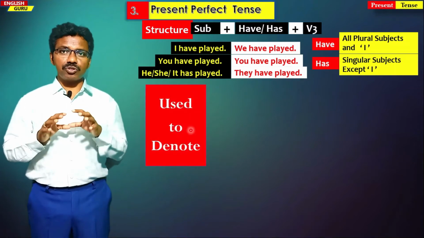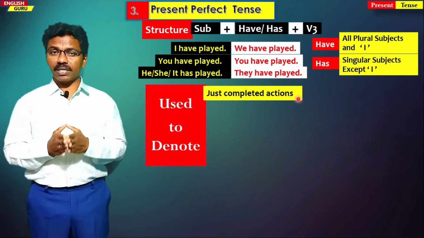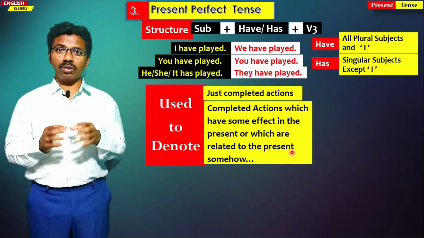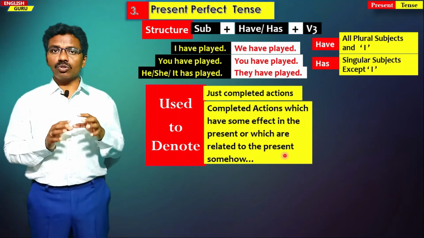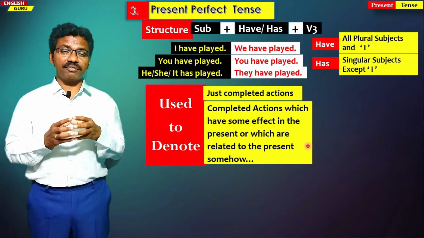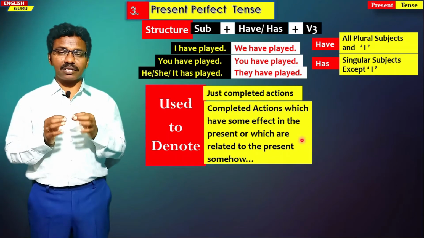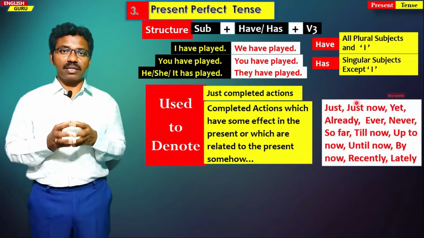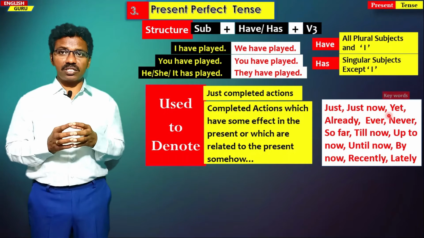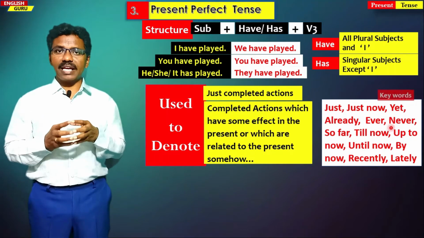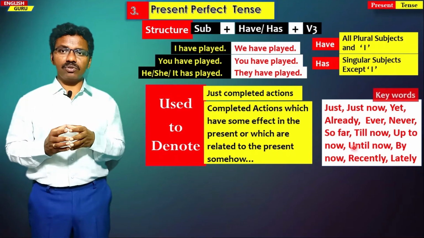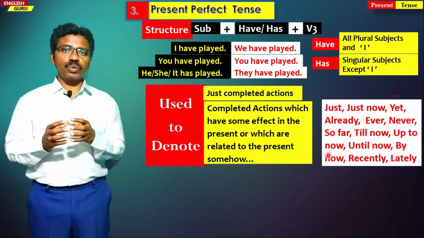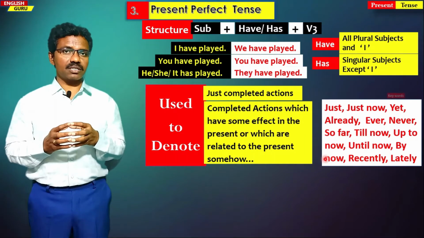And this particular tense is used to talk about actions that are completed just now. Not only that, completed actions which have some effect in the present or which are related to the present somehow. For such kinds of situations, we use this particular tense. And there are certain words which guide us to identify or use this tense in an effective manner. They are the keywords: just now, yet, already, ever, never, so far, till now, up to now, until now, by now, recently, lately, etc. These words will help us to use present perfect tense in a better manner.